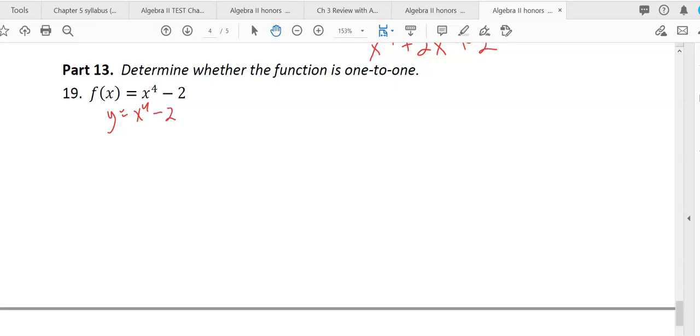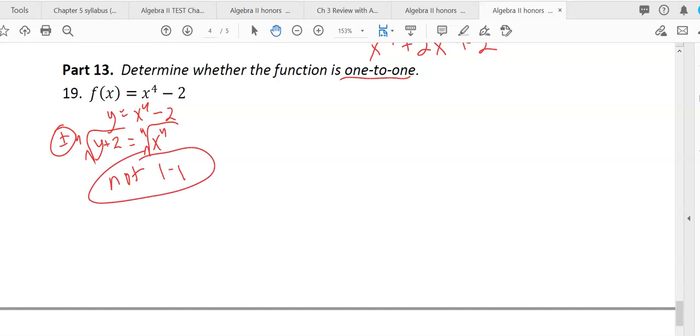So y equals x to the fourth minus 2. Is it a function? Yes, it's a function, but is it a one-to-one function? Now we'd have to solve for x to see if it also equals one thing there. We solve for y, it's one thing, that's a function. So solve for x. So let's add 2 to both sides. So we get y plus 2 equals x to the fourth. Take the fourth root of both sides, and when you do that, you have to do what? Plus or minus on one side. This is not one-to-one. It is a function, but it's not a one-to-one function. So it is a function, yes, but not one-to-one.